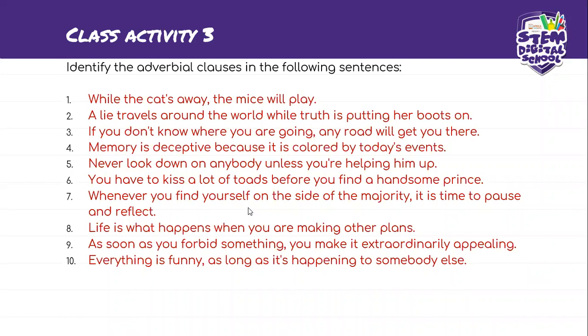Number 7, whenever you find yourself on the side of the majority, it is time to pause and reflect. Okay, we have Amogelang this time, giving Asanda a break. Oh, Amogelang is gone. What's the answer for number 7? Amogelang, are you there? Okay, we have lost Amogelang.